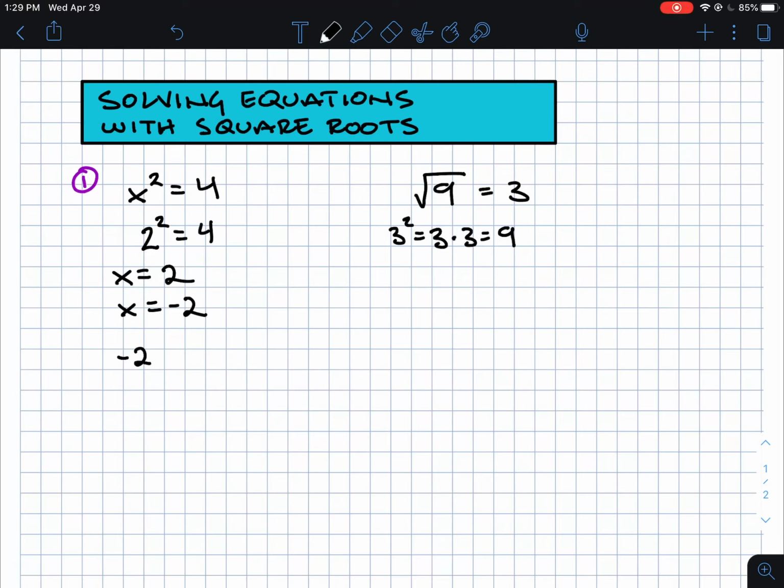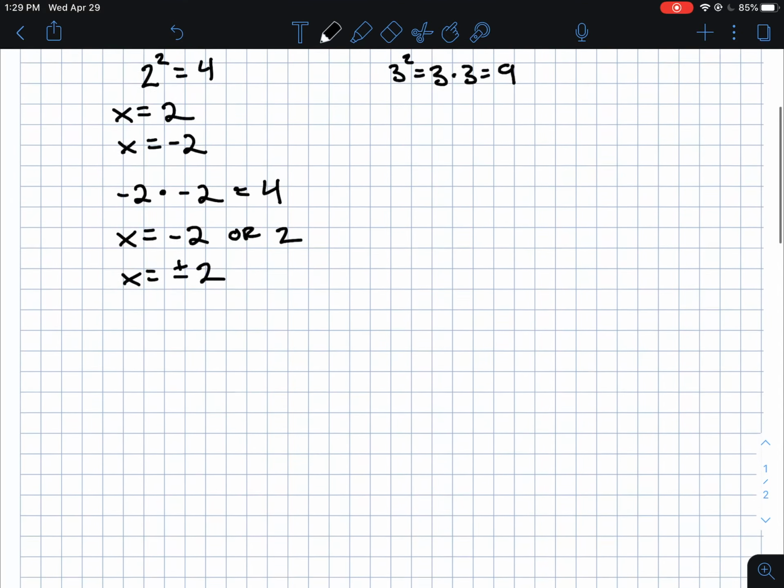Negative 2 multiplied by negative 2. A negative number times a negative number equals a positive number. So positive 4. So this is a little bit different. You can actually end up with two different answers to this equation. So x equals negative 2 or positive 2. And sometimes we'll actually see that as x equals positive negative 2. So let's look at one more example.